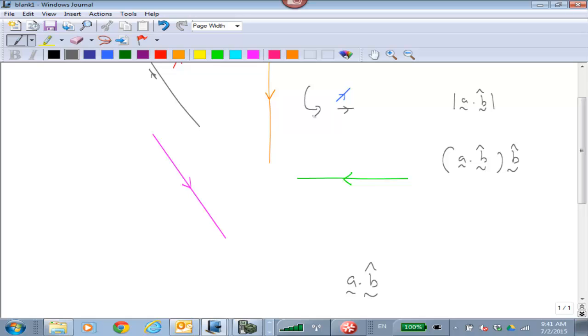Because why? Because the direction of blue is like that. The direction of green is like that. Do you agree that the angle between them is opposite? And hence the dot product is going to be negative.